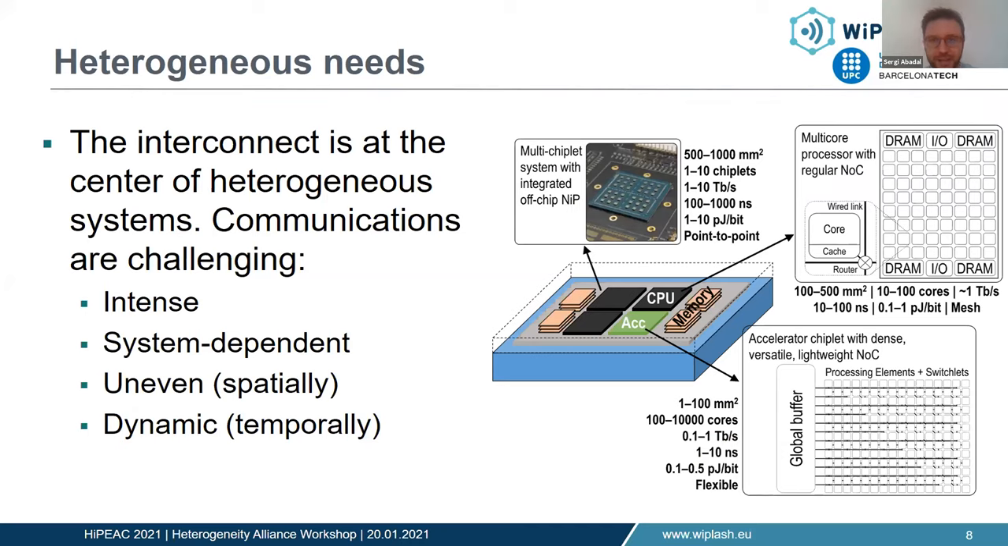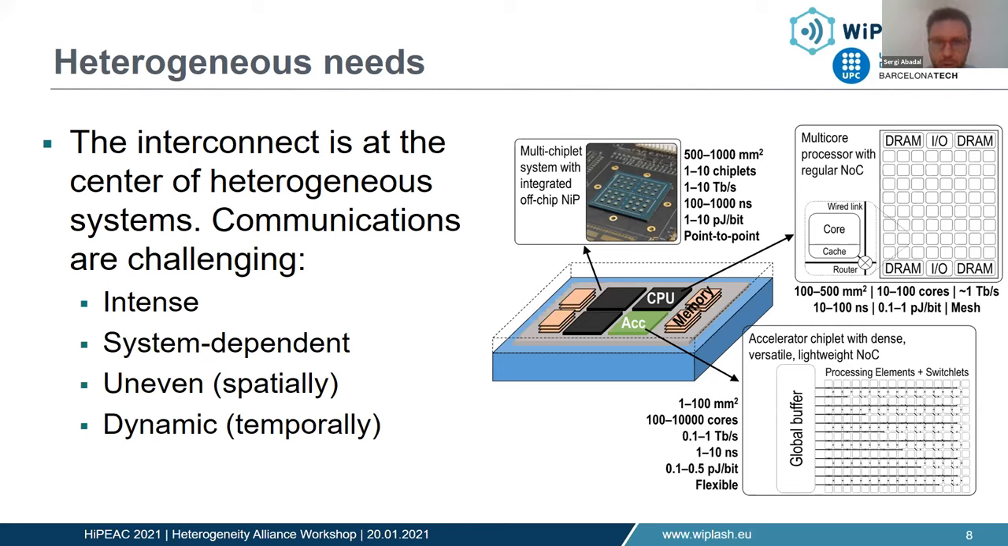So the thing is that putting all these parts together requires something that is able to move the data across these components, right? And in heterogeneous systems, we have the typical challenges of processors, which is intense communication requirements, especially for many core architectures. But on top of that, because we have this heterogeneity, we have a system dependence: depending on the mixture of components that we're using, we're going to have one or other communication requirements.